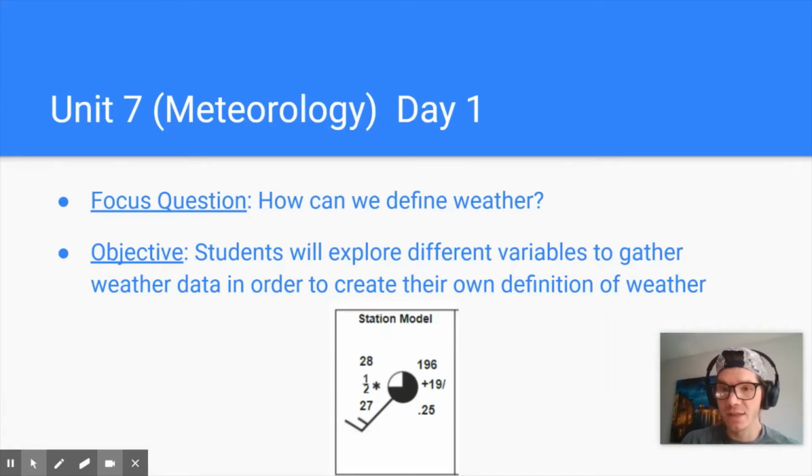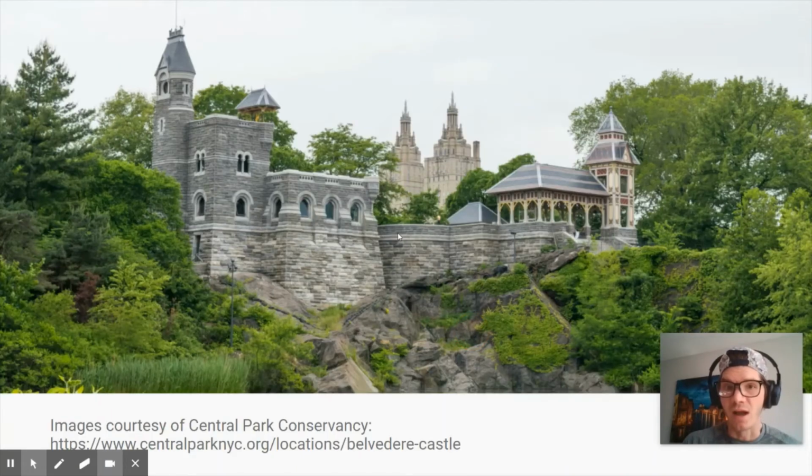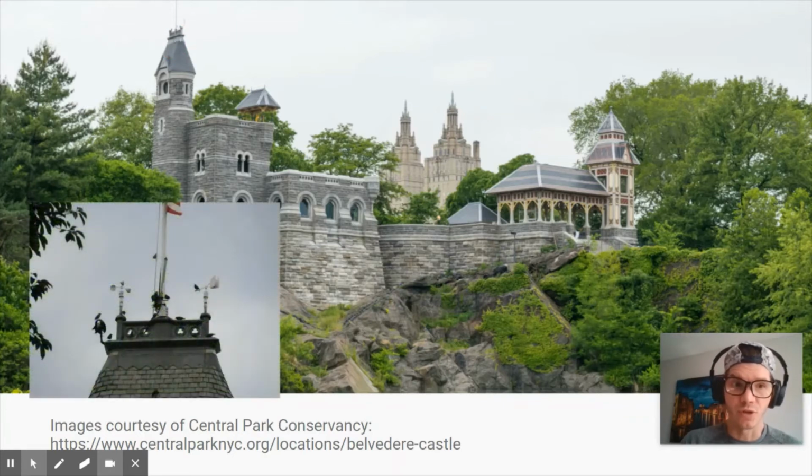So here in New York City, one of the most famous weather stations around was put up right here in Belvedere Castle in the middle of Central Park in 1920. So about 100 years of weather forecasting from this weather station. All the way at the top of this tower, you'll see a number of instruments like a thermometer to give us the temperature, a barometer to get the atmospheric pressure, an anemometer to get the wind speed, a wind vane to get the wind direction, and a number of other instruments to get weather data of what's currently happening.